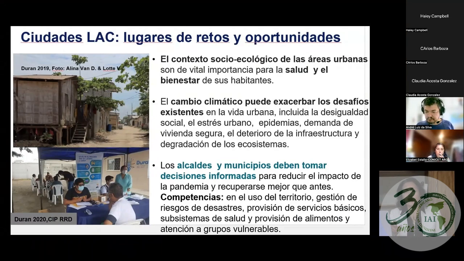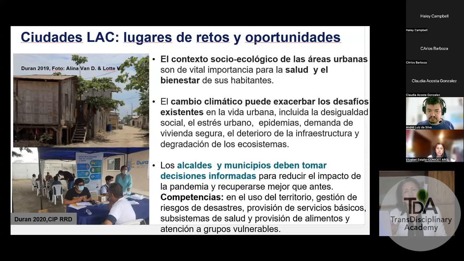And it's also here that mayors and local governments must make informed decisions to reduce the impact of the pandemic, of the effects of climate change, and so that people can recover. Why? Because they have the competencies when it comes to using the territory, also regarding disaster risk management, when it comes to providing basic services in the health subsystems and in providing food and attention to vulnerable groups.